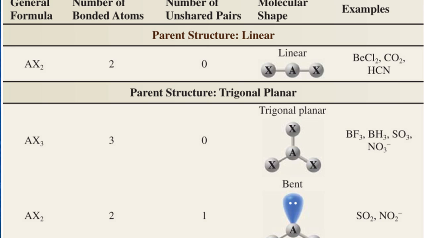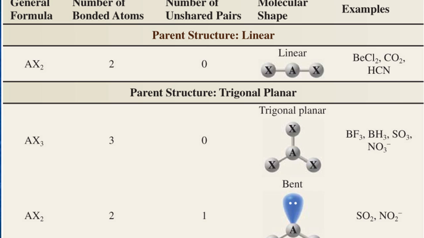Again, we'll start with the parent structure linear. There are only 2 sets of electrons, right? And when 2 sets of electrons are bonded to 2 atoms, there is only one possibility. The structure is linear. Linear is easy because the parent structure and the shape of the molecule are always going to be the same, because there are only 2 sets. 2 sets means, of course, it has to be bonded to 2 atoms. So it is always going to be linear.